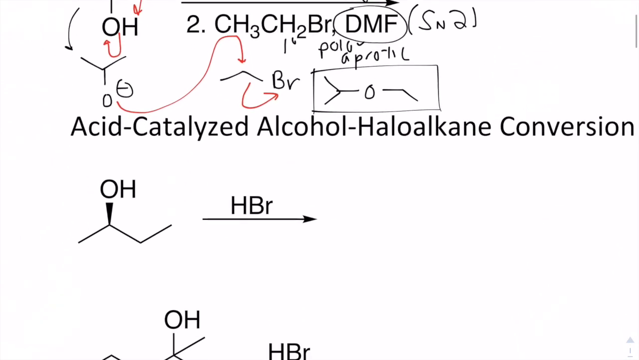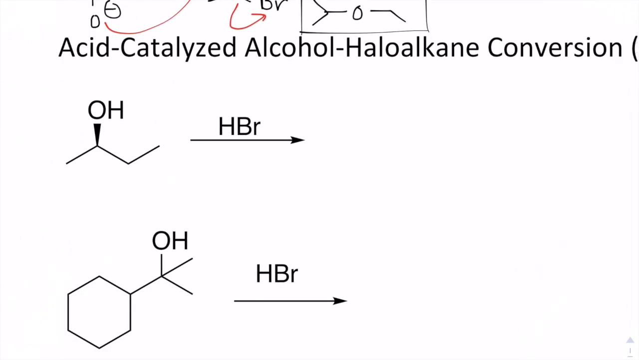Okay, so the next reaction we're going to talk about is acid-catalyzed alcohol to haloalkane conversion. I know that's a long name. Basically, we're going to take these alcohols and subject them to acids, and we're going to protonate them. There's a consequence of protonating them. Alcohols, as they are, OHs, are poor leaving groups. The best leaving groups are the weakest bases.